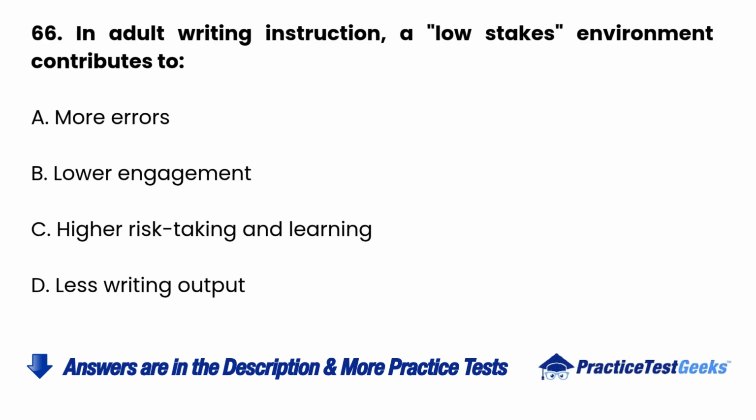66. In adult writing instruction, a low-stakes environment contributes to A. More errors. B. Lower engagement. C. Higher risk-taking and learning. D. Less writing output.